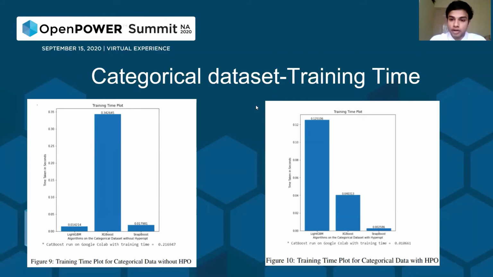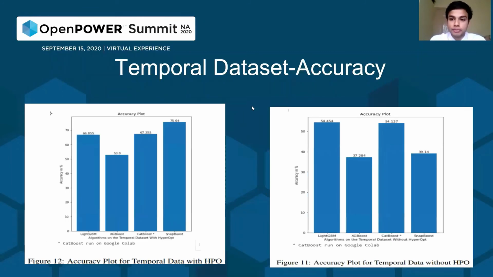Now, for temporal data. Without HPO, on the temporal dataset, LightGBM beats the rest and achieves the highest accuracy of 54.45%, while CatBoost achieves a 54.12% score. XGBoost fails miserably. With HPO, SnapBoost showed the most promising improvement, a 27% increase in accuracy, while all others showed an improvement of around 13 to 16% in accuracy.